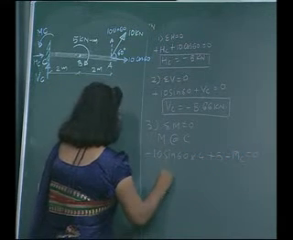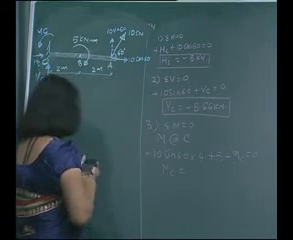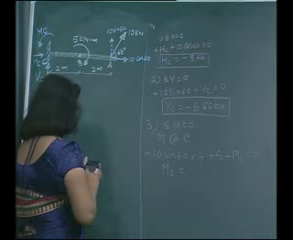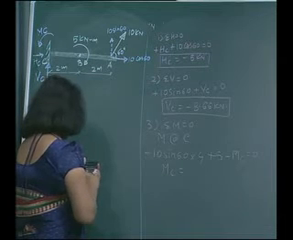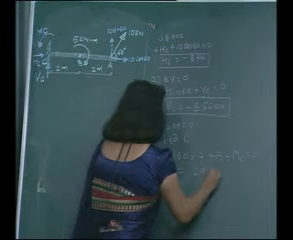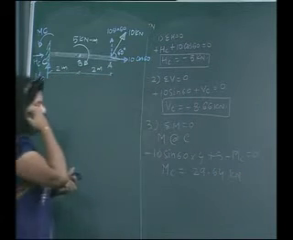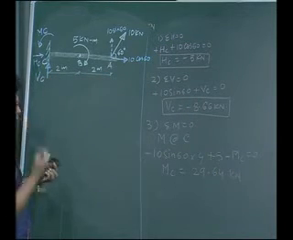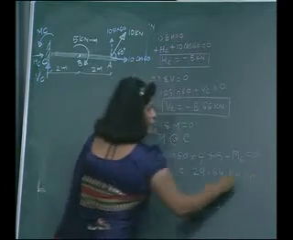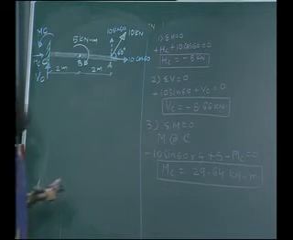So Mc is equal to 29.64 kilonewton meters. Okay. So we have obtained our reactions, right?